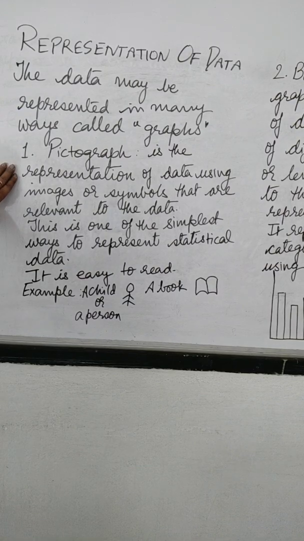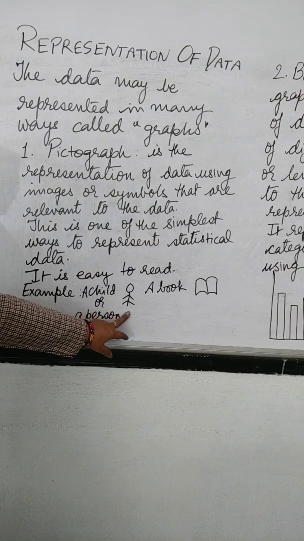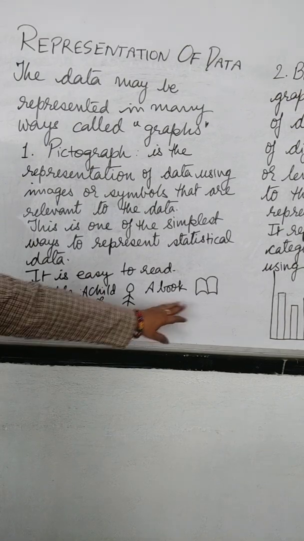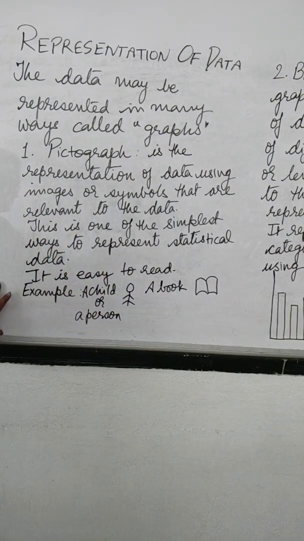Now first is pictograph. What do we mean by pictograph? Pictograph is the representation of data using images or symbols that are relevant to the data. This is one of the simplest ways to represent statistical data. It is easy to read also, and you can see here when we represent a child or a person, we draw a figure of a child or a person. A book, so this represents a book. So this is pictograph.